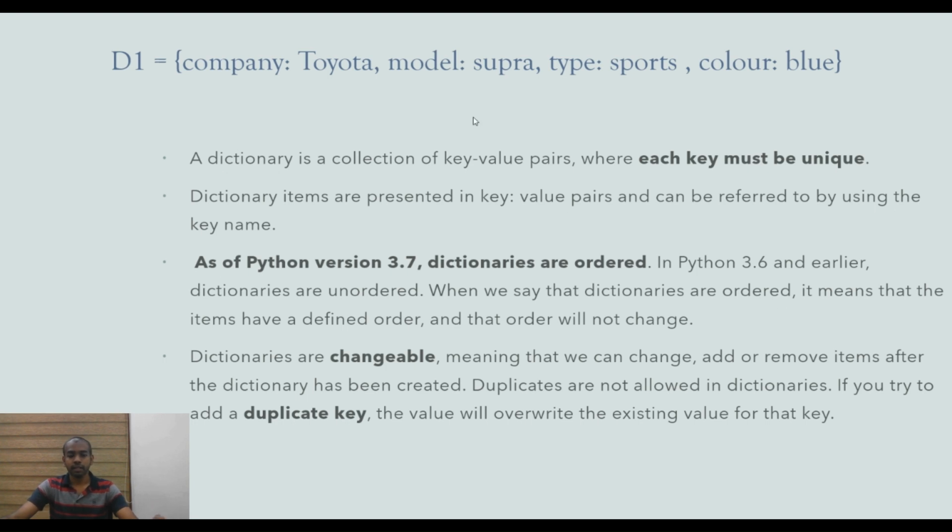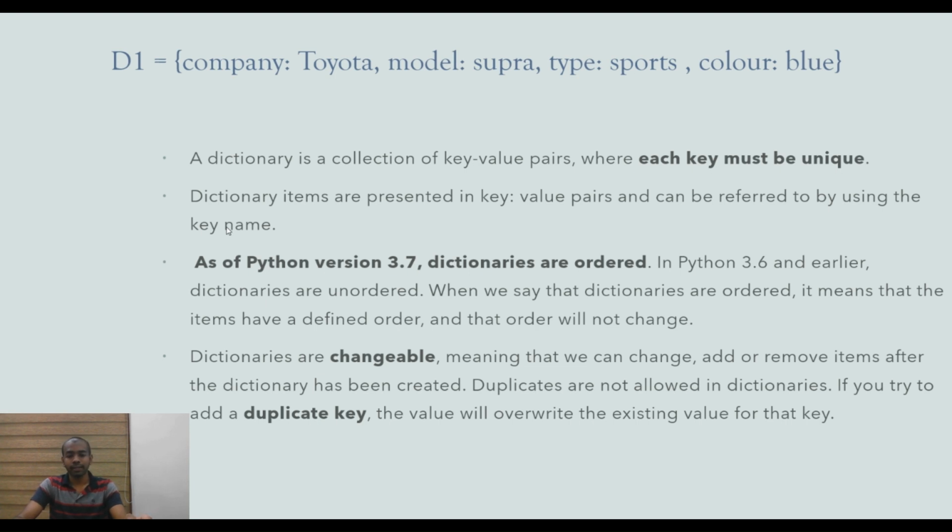A dictionary is a collection of key value pairs where each key must be unique. Dictionary items are presented in key value pairs and can be referred to by using the key name. As of Python 3.7, dictionaries are ordered. In 3.6 and earlier, dictionaries were unordered. When we say that dictionaries are ordered, it means that the items have a defined order and that order will not change. And dictionaries are changeable, meaning that we can change, add, or remove items after the dictionary has been created.